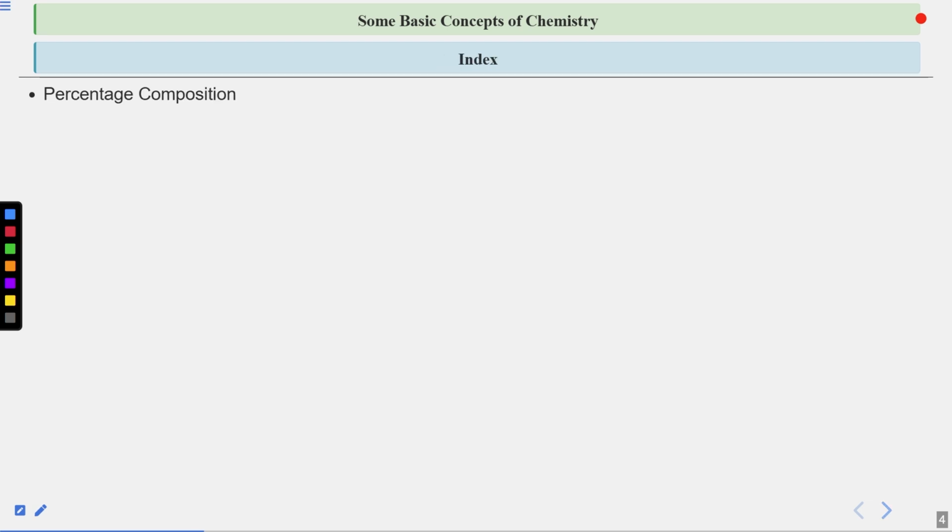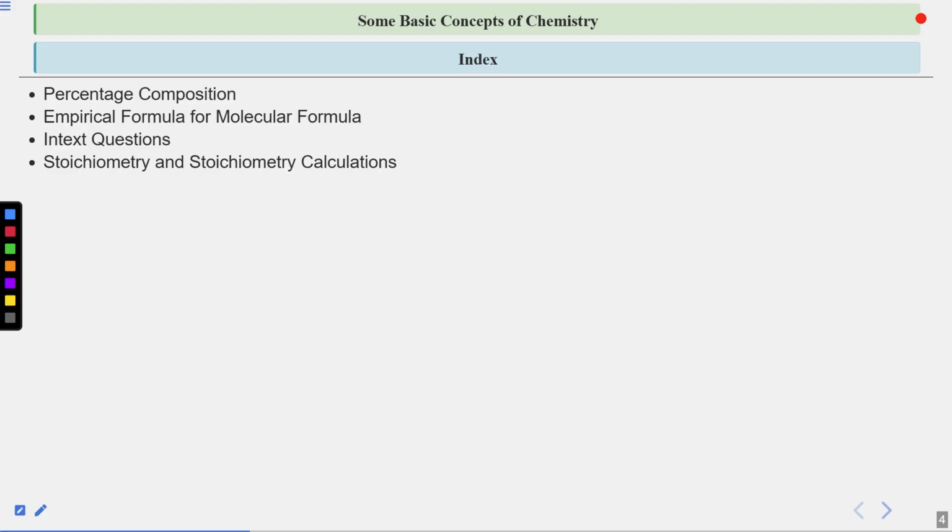Now, if I try to put the same thing in the form of the index, then first we will see percentage composition. Then we will see empirical formula and molecular formula, in-text questions, stoichiometry and stoichiometric calculations, limiting reagents.